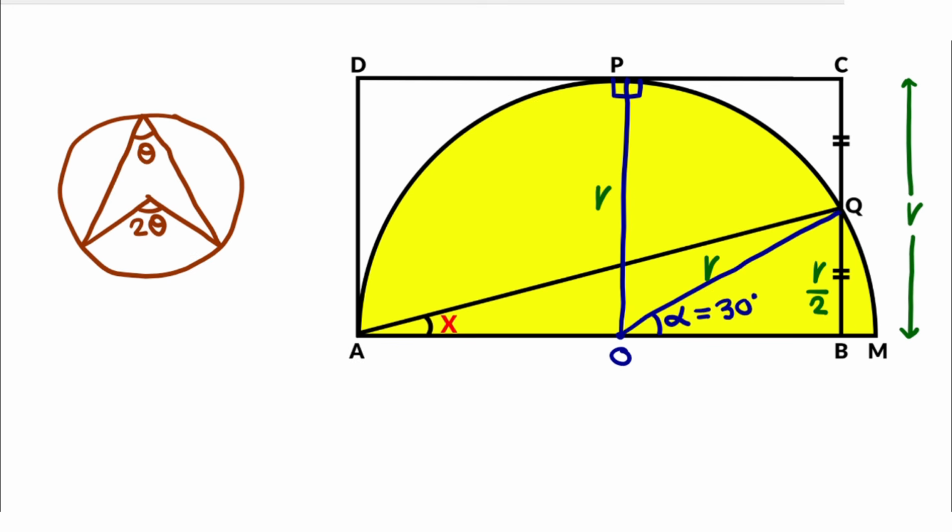The angle standing on arc MQ is angle BAQ. Therefore, angle BAQ equals half of 30 degrees, which is 15 degrees. And that's our final answer.